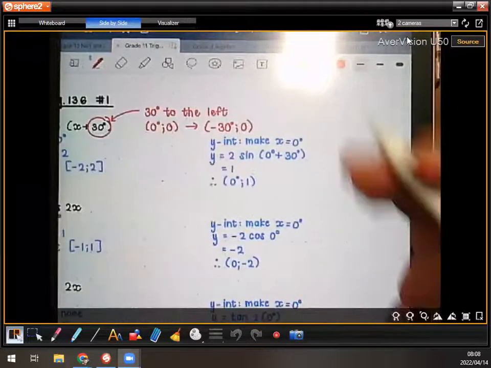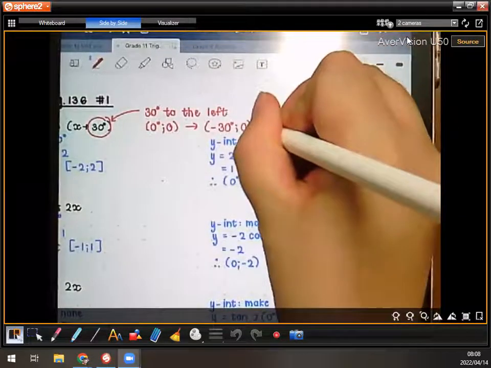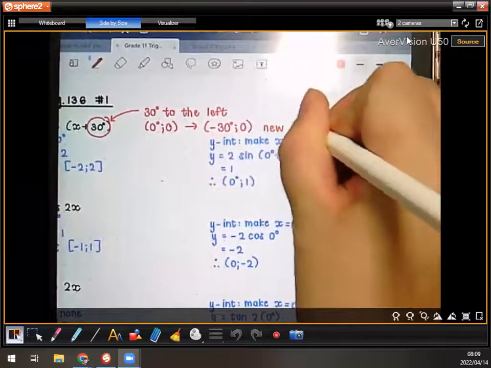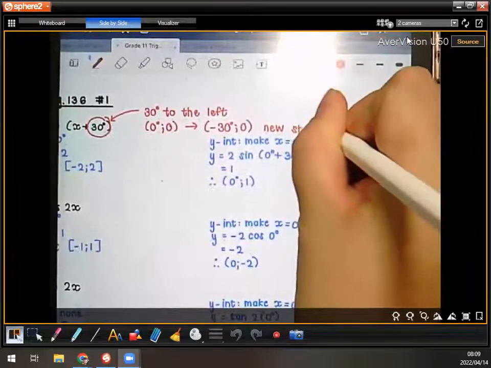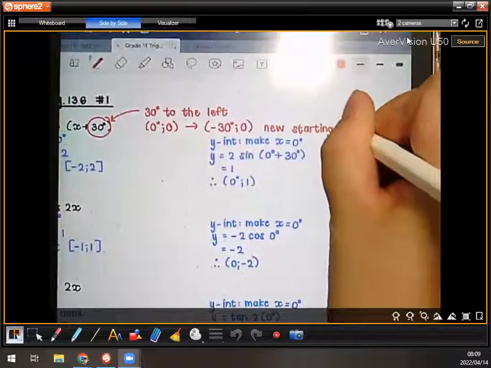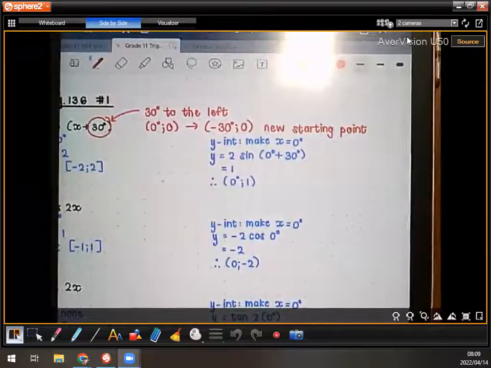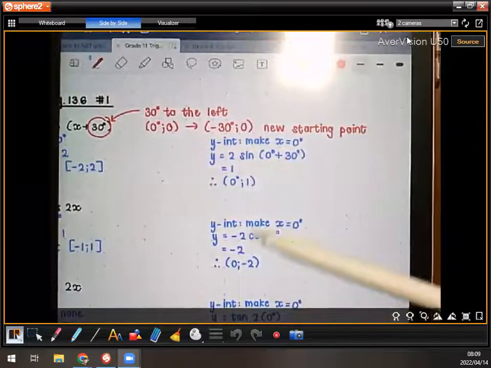All right, so that was a long conversation on that. Let me just fix this. Let me just write here. This is the new starting point. Okay, then for the y-intercept, I'm going to fix this next one.